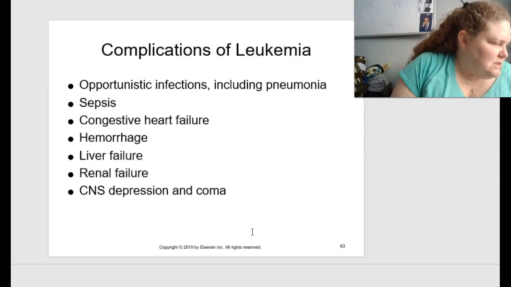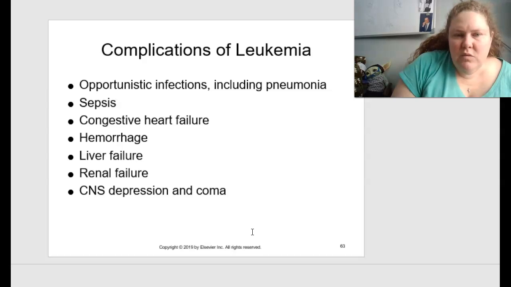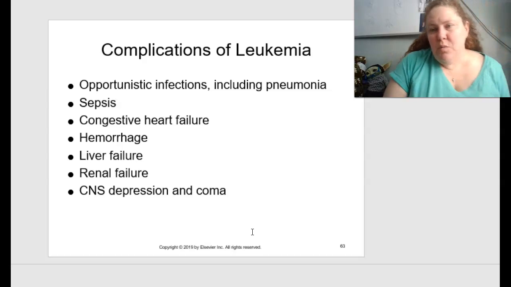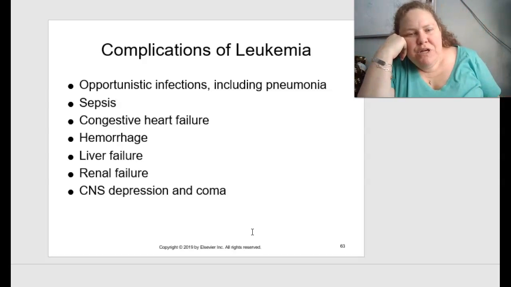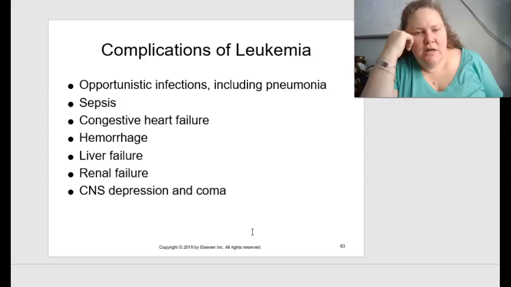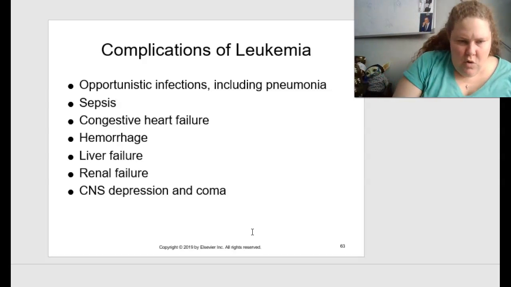All right, some complications from leukemia would be opportunistic infections, including pneumonia, sepsis, congestive heart failure, hemorrhage, liver failure, renal failure, and CNS depression and coma.